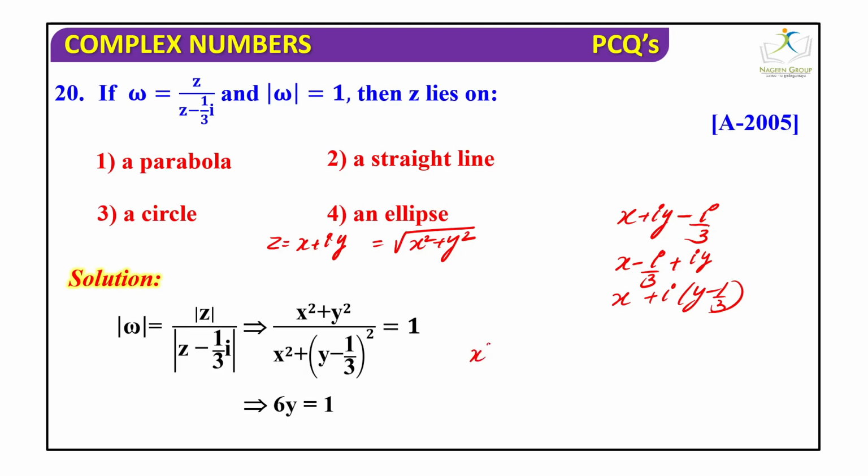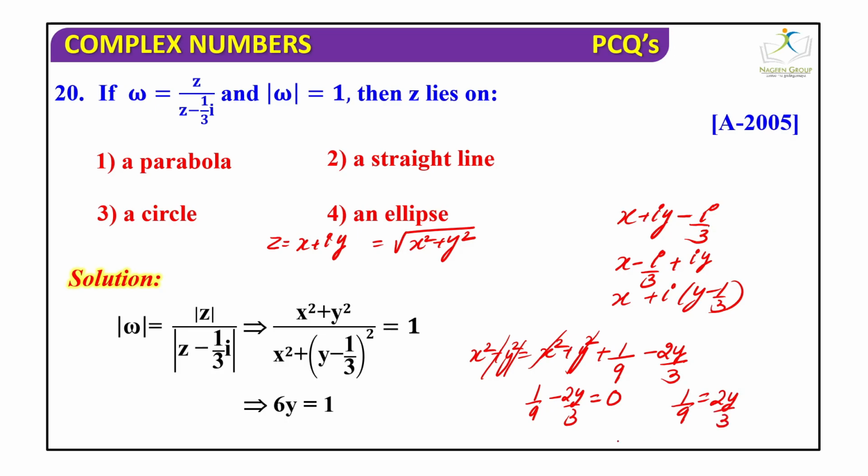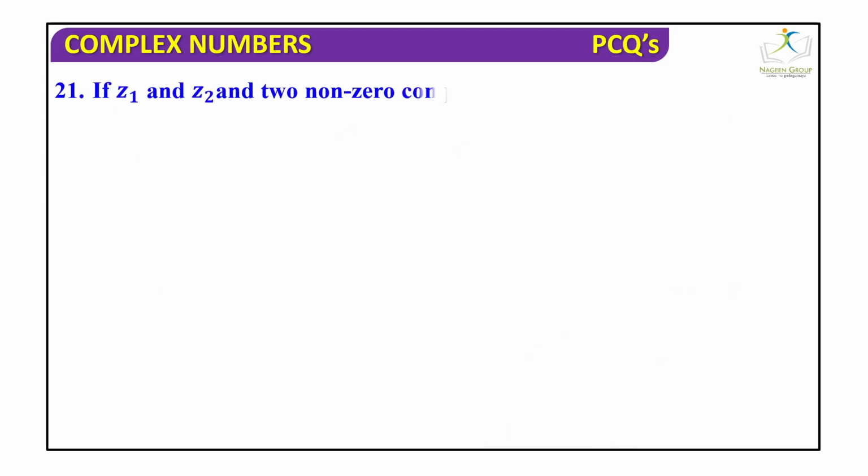From here we solve it. From this we get x square plus y square equals to x square plus y square plus 1 by 3 square, 9, minus 2 into y divided by 3. These cancel out, right? So 1 by 9 minus 2y by 3 equals to 0. 1 by 9 comes equals to 2y by 3. Then 2y equals to 1 by 3. So from here we get 6y equals to 1. So this is here 6y equals to 1. So it is a straight line. Now next question, question number 21.